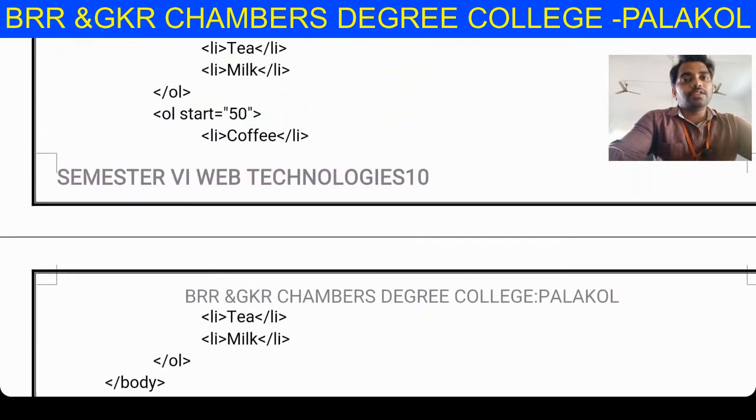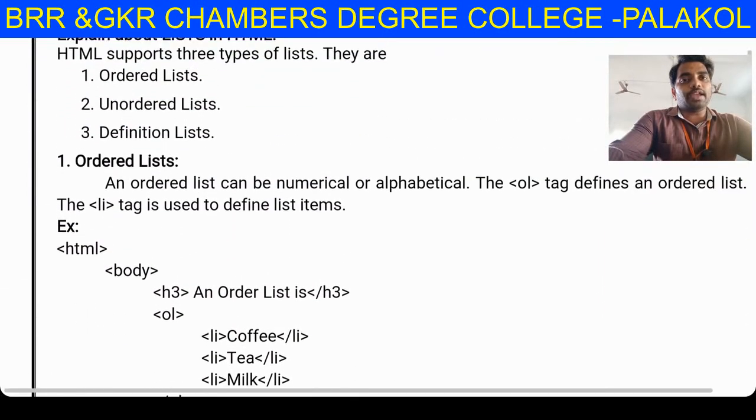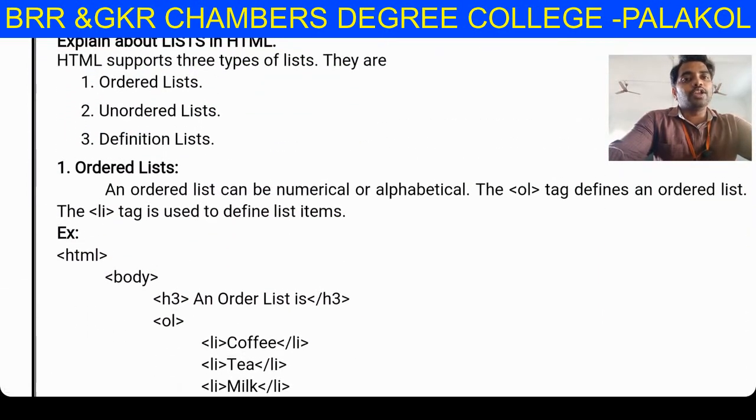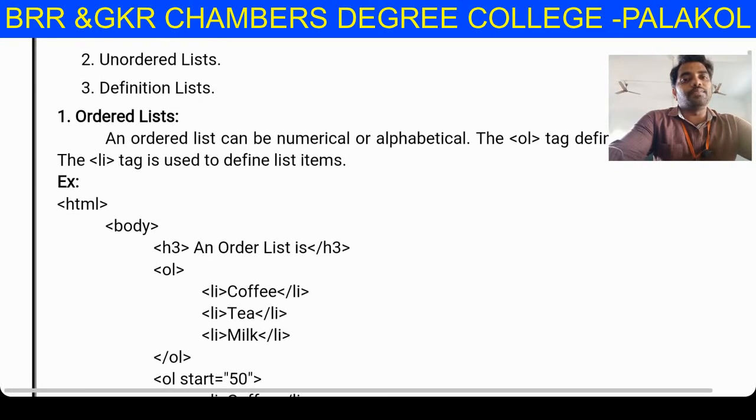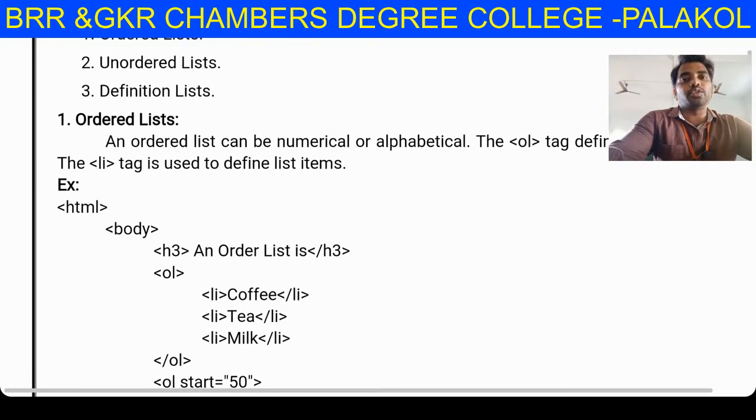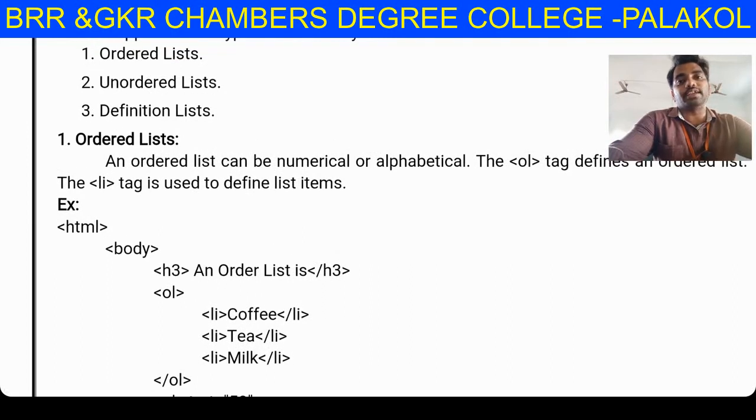Okay, let's clearly explain this topic, the ordered list. An ordered list can be numerical or alphabetical. Ordered list, the first character is O, list, the first character is L, and the tag is OL, angle bracket open, OL, angle bracket close. The tag defines the ordered list. A list of items, coffee, tea, milk, is nothing but the list of items. You use the tag LI for list items.